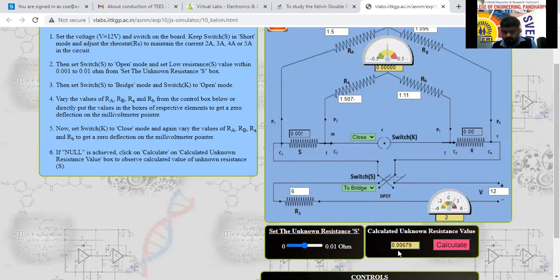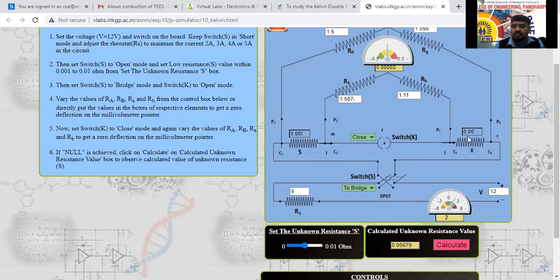1.095, 1.5, 0.005. How much is it? 0.0006 here. 0.06 into 10 to the power of minus 3. Okay. 0.00679 is our unknown resistance value here. This is the unknown resistance value.